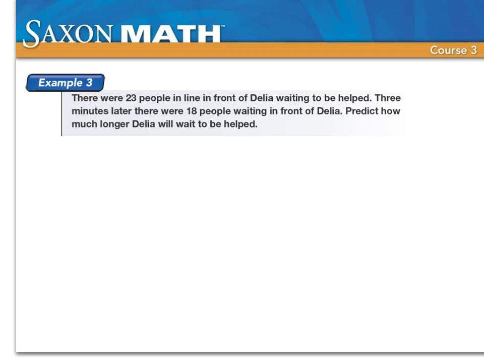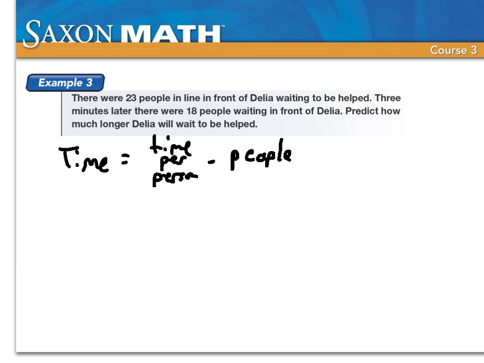Okay? So we know that the time it's going to take is going to equal the minutes per person, or the time per person, times the number of people they need to help. Okay? Well, I can figure out the time per person by figuring out how many people they have helped and how long it's taken. Well, there were 23 people to start, and, first of all, sorry, it took 3 minutes. We need to figure out how many people they helped in those 3 minutes. Well, there were 23 people to start, now there's only 18. So it took them 3 minutes to help 5 people.